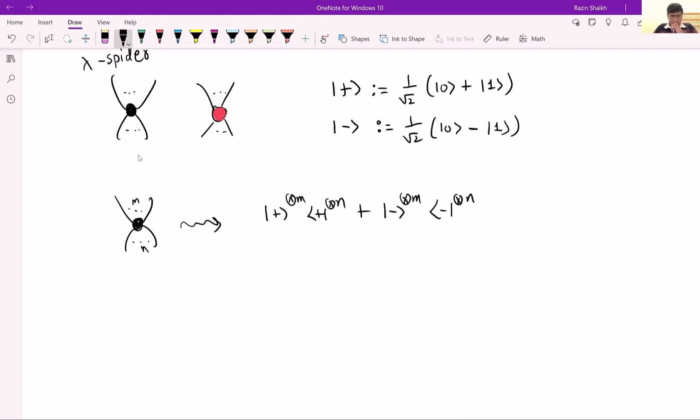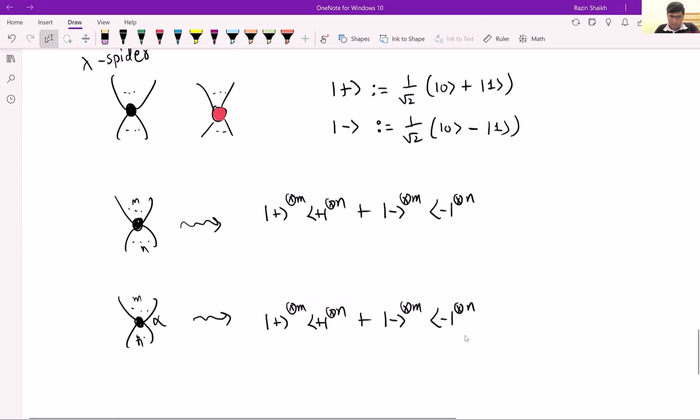So it's on the plus and minus state, it's essentially behaving in a very analogous way to how it did with 0 and 1. We can also allow the X spider to have labels. So if I have an angle alpha, that will correspond to the same thing but with a phase. So we just put e to the i alpha in between.